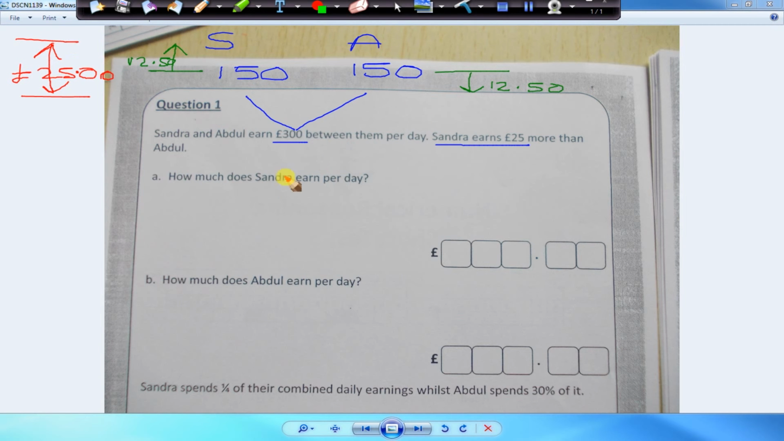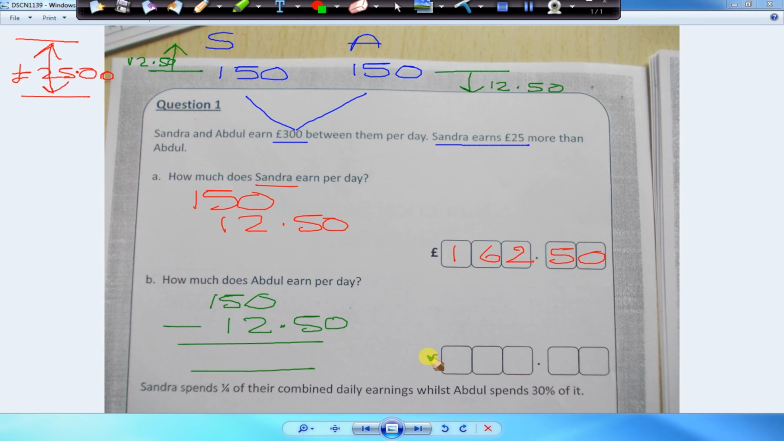So Sandra's going to earn £12.50 more. The calculation is 150, and we add to that £12.50, and that will give us a total of £162.50. Let's do the next bit. We have Abdul. He started off with 150, his allocation, and then we minus from that the £12.50 that we gave to Sandra.